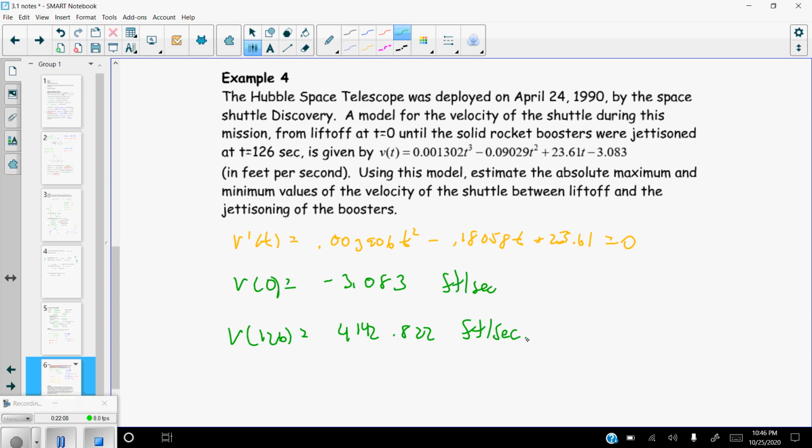And the other thing that's really cool is the fact that when it gets to the point where the boosters are jettisoned, a little over 2 minutes into the thing, because it's 126 seconds, it's going at 4,142 or so feet per second. There's a little over 5,000 feet in a mile. So this thing is moving almost 1 mile per second. That's actually kind of cool. That's really fast. Anyway, that's just kind of an aside. That's how you would do the problem. Plenty enough for these videos.